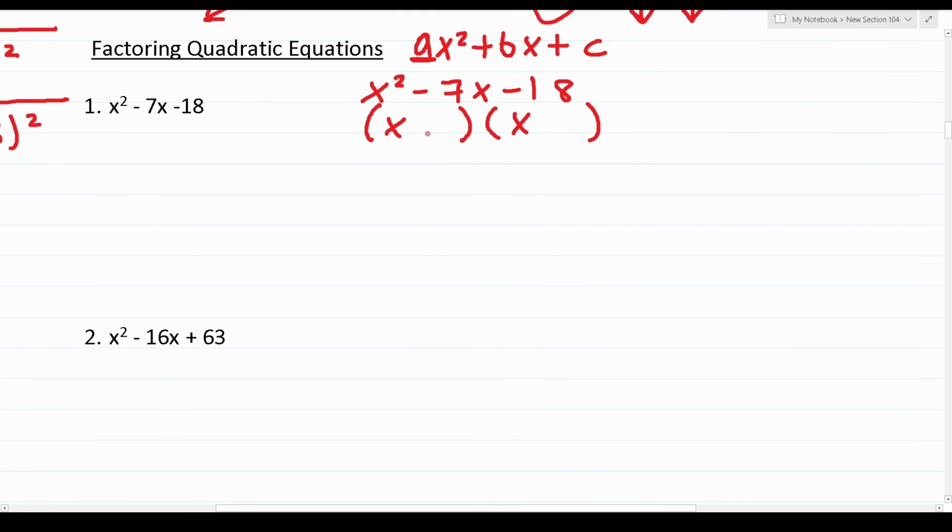And then you just have to fill in 2 values here. And the way you do that is like this. You're looking for 2 terms that multiply to negative 18 and add to negative 7. All right, so again, we're looking for 2 terms that multiply to negative 18 but add to negative 7. Well, what about negative 9 and positive 2? Negative 9 times positive 2 is negative 18. Negative 9 plus 2 is negative 7. And just like that, we factored this one.